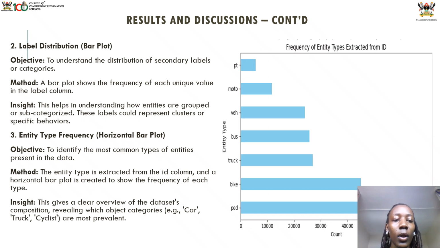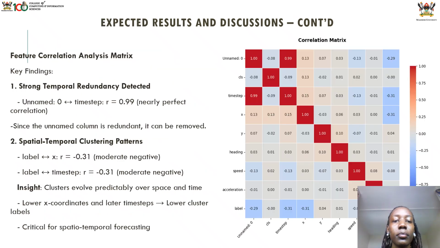So we did entity type frequency, where we plotted a horizontal bar plot, and this was to identify the most common types of entities present and realize that pedestrians were the most common type of entities present. So they had the highest count, then bikes, then trucks, then buses, then vehicles, then motorcycles, and then public transport.